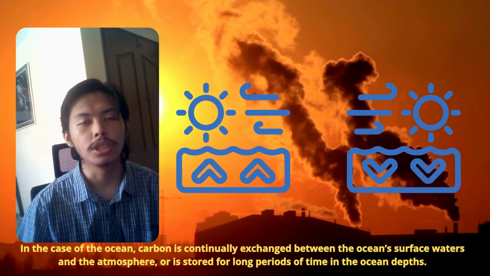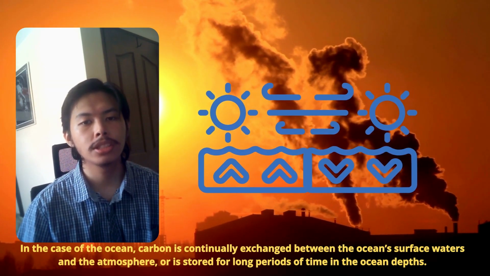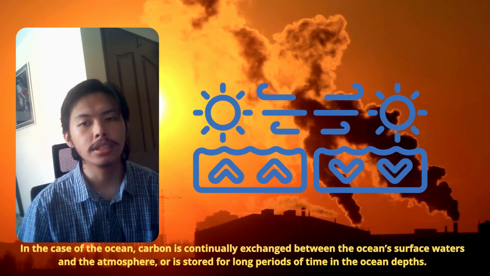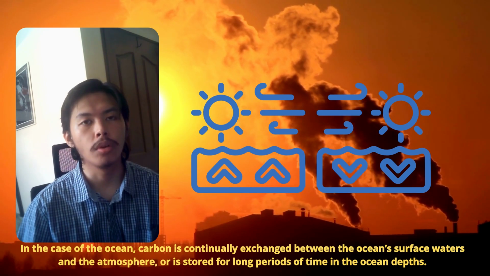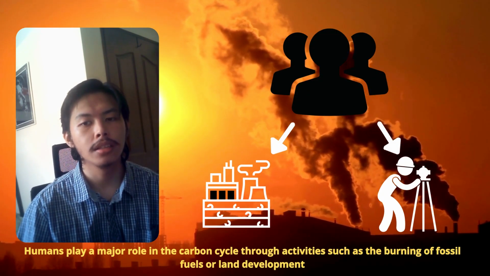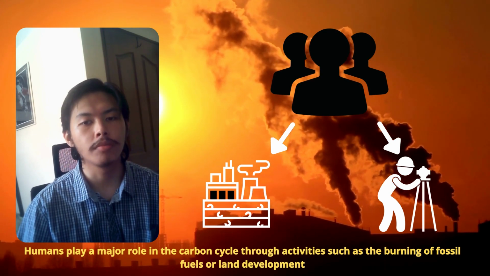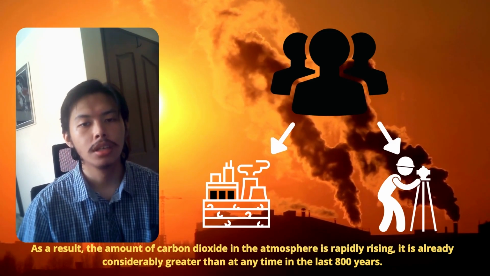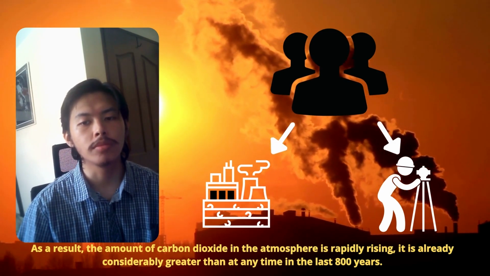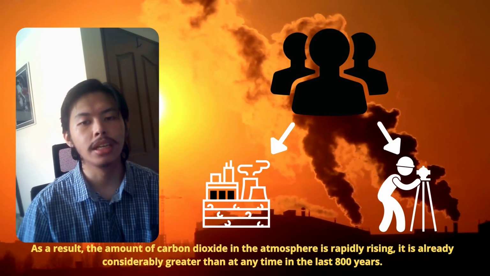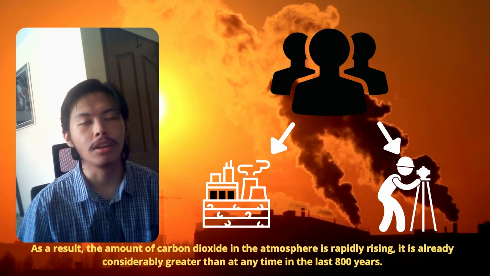In the case of the ocean, carbon is continually exchanged between the ocean surface, waters, and the atmosphere, or is stored for a long period of time in the ocean depths. Humans play a major role in the carbon cycle through activities such as the burning of fossil fuels for land development. As a result, the amount of carbon dioxide in the atmosphere is rapidly rising. It is already considerably greater than at any given time in the last 100 years.